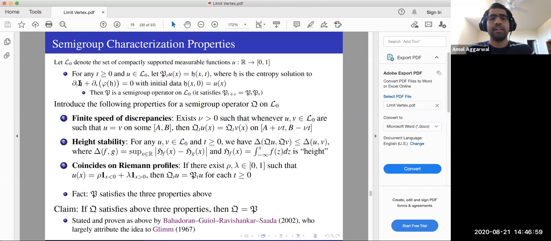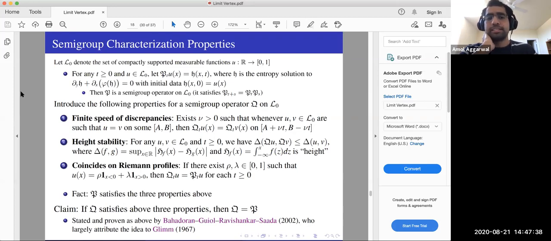So del_t of h plus del_x of phi of h is equal to 0. Oh, sorry, this should be equal. There are a lot of typos here. Sorry, this should be equal and not plus equal to 0. But I think hopefully you know what I mean. With the initial data given by u. So basically all this is saying is that I take the initial data u, I run this thing for time t, and that's my P_t of u. Okay, so this is now a semigroup operator in the sense that it satisfies P_{t+s} is equal to P_t of P_s. Okay, so now I'm going to introduce a series of properties for another semigroup on L0.